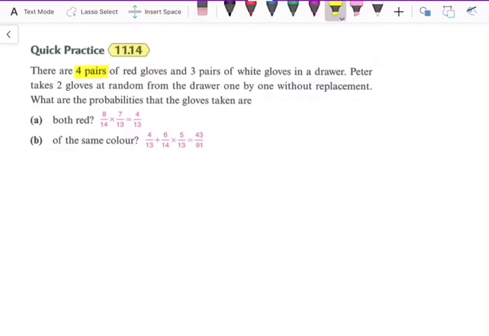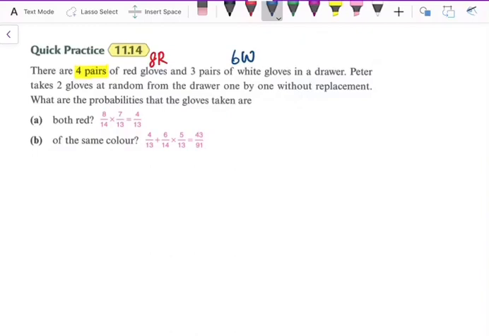There are 4 pairs, so be careful about the trick here. 4 pairs of red gloves means how many red gloves? Actually you have 8 of them, remember. And then 3 pairs of whites. I will use the blue pen to write it down. Peter takes 2 gloves, so remember Peter didn't take 2 pairs, it's 2 gloves, one by one without replacement. That means the total number won't stay the same, it will keep reducing when you take out one by one. So we need to find the probability of both reds and the same color.